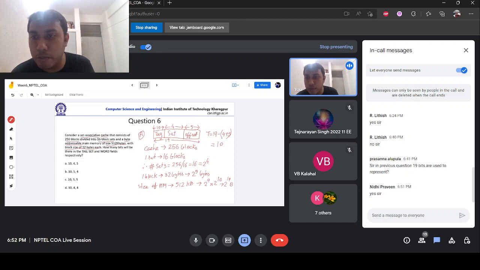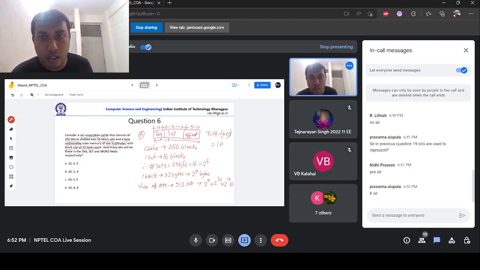And if you ask me how it comes, it is because the size of the main memory is given as 512 KB. So that is 2 to the power of 19 bytes. To represent each byte, you require 19 bits. Okay, so these two questions I feel you should see simultaneously, because one gives an idea of a byte addressable main memory, and the other gives a perspective of a word addressable main memory.